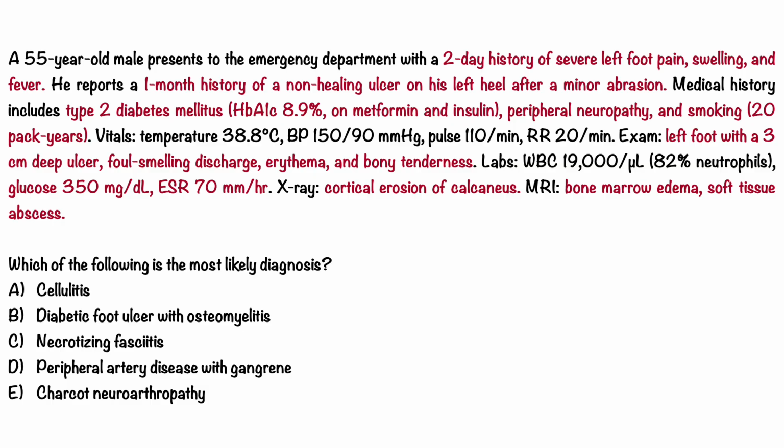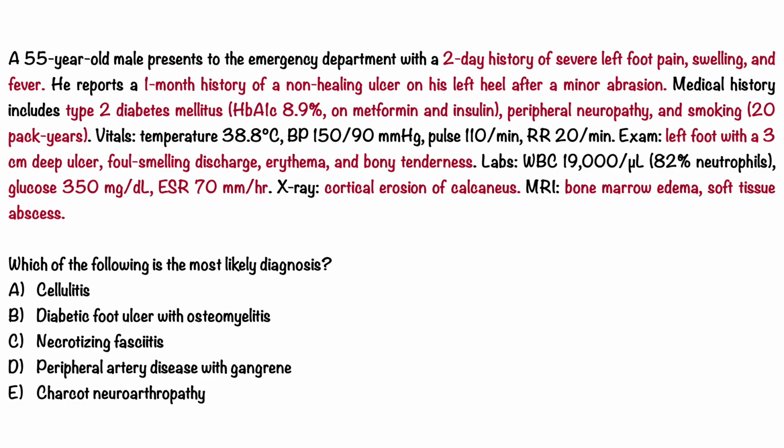Vitals include temperature 38.8 degrees Celsius, BP 150 by 90 mmHg, pulse 110 per minute, and respiratory rate 20 per minute. On examination, there is a 3 centimeter deep ulcer in the left foot, foul smelling discharge, erythema, and bony tenderness. Now we have some more information. The lab showed WBC is 19,000 per microliter, 82% neutrophils, so there is an underlying infection. Glucose is 350 mg per deciliter, which is very uncontrolled, and the patient is hyperglycemic. ESR is 70 mm per hour. X-ray shows cortical erosion of the calcaneus, and MRI shows bone marrow edema and soft tissue abscess.